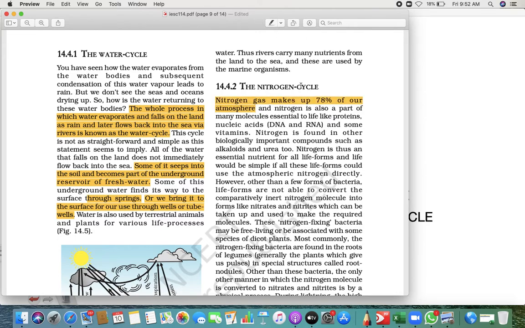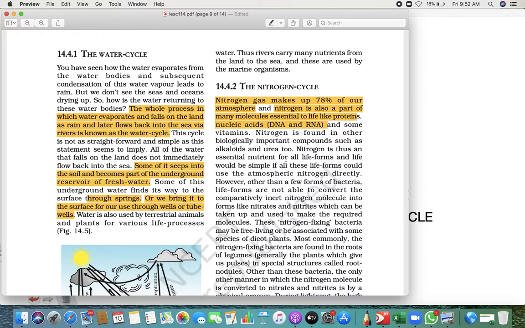Seventy-eight percent of our atmosphere is nitrogen, right? Nitrogen is also essential, because it is a part of many molecules essential to life, like proteins. In order to make protein we require nitrogen. We also need it for nucleic acids, DNA, RNA, and some vitamins. So everywhere the nitrogen is very important.